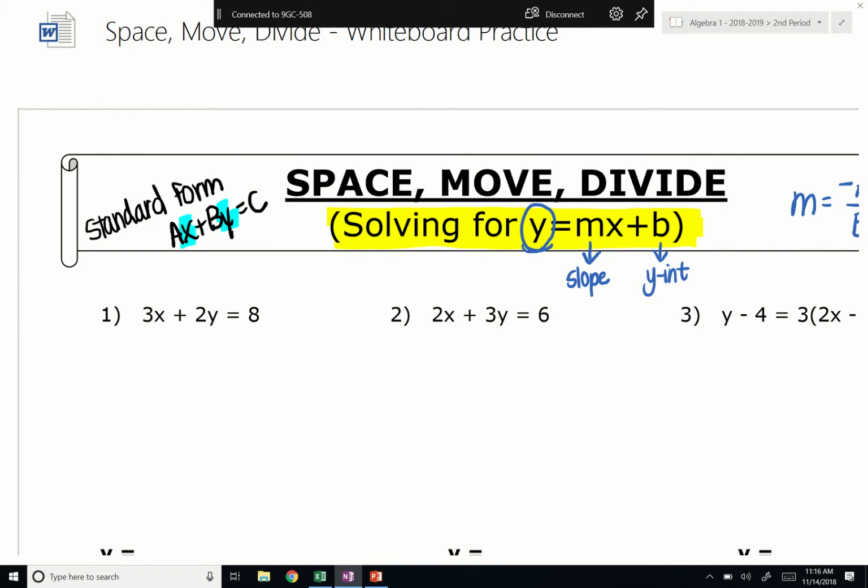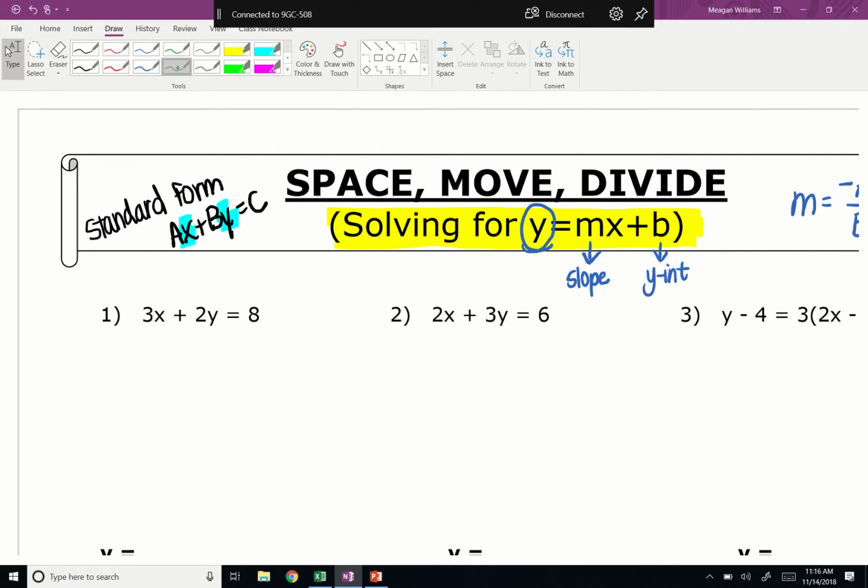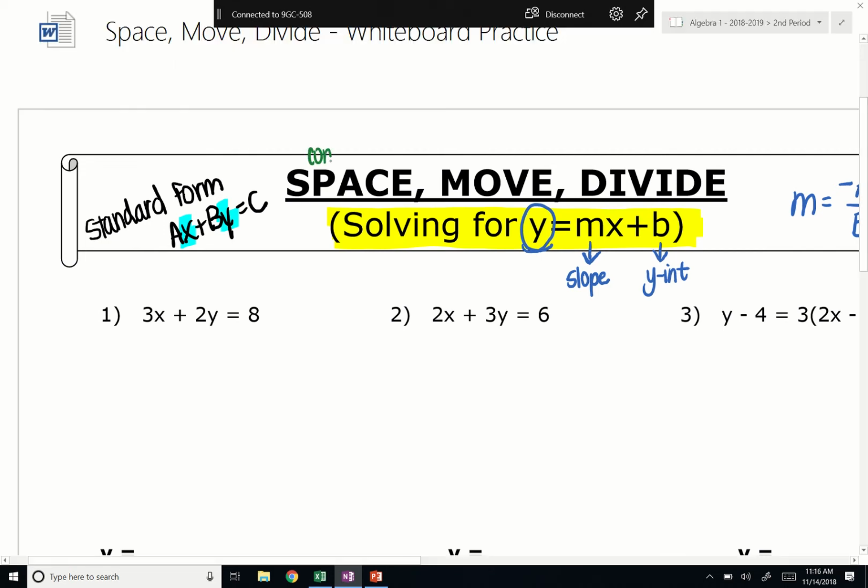There's 5 steps, right? Instead of having to do all 5 steps, we're just going to space it out, move it, and divide it. So when I'm talking about space, I'm talking about spacing out our constants.